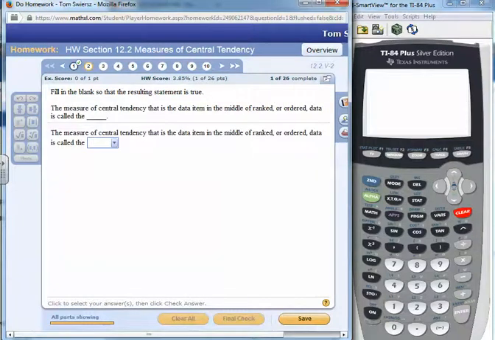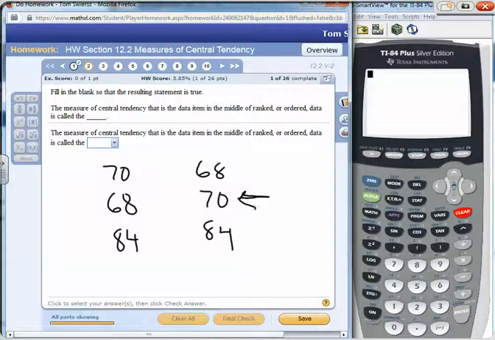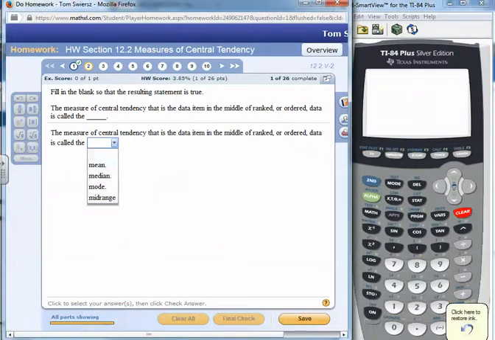Okay. The measure of central tendency that is a data item in the middle of the ranked or ordered data is called the median. If you had data items, you have to put them in order, and the middle one or the middle two would be the median. So like if you had 70, 68, and 84, you'd put them in order, 68, 70, and 84, and the one in the middle would be called the median. Again, there's a different formula when there's an even number, but right now we're just getting the definitions down. So this is the median.